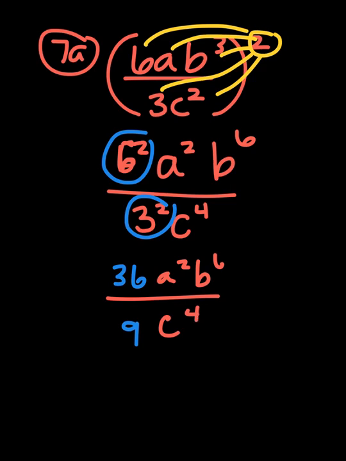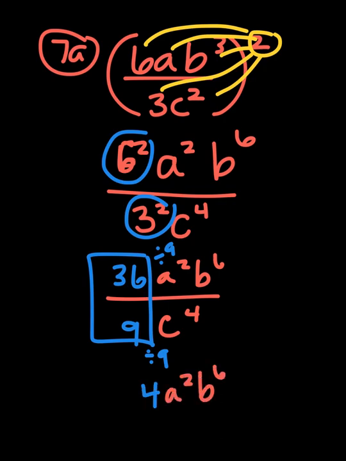And then I need to finish by actually simplifying these. They're both divisible by 9. And if I divide them both by 9, I get 4 in the numerator, a squared b to the 6th, over 1 is left over in the denominator, but I don't need to write that, so c to the 4th is what remains.